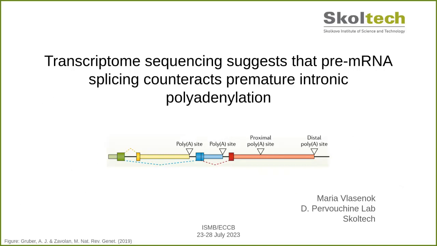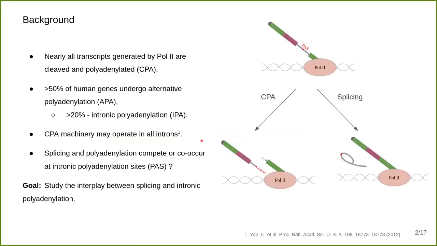As you can see on the scheme, alternative polyadenylation sites can be located in the same terminal exon or upstream of it, in which case they are in introns. About 20% of human genes undergo intronic polyadenylation. However, there are much more cryptic intronic polyadenylation sites, and research suggests that cleavage and polyadenylation machinery recognize these cryptic sites. So why don't we see much more intronic polyadenylation events?